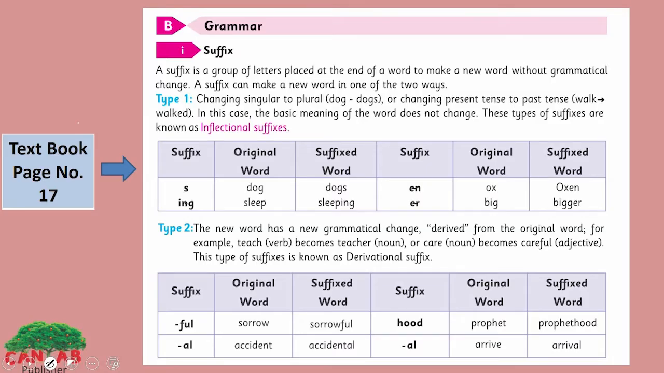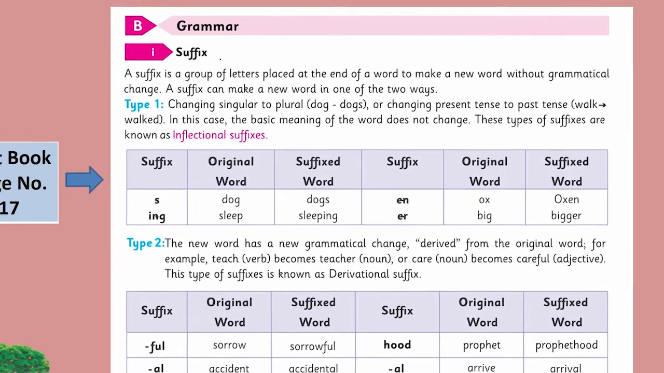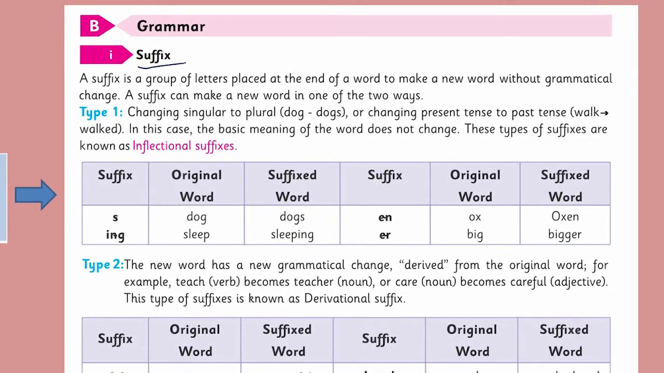Now look at page number 17 of your textbook. Suffix. What is a suffix? A suffix is a group of letters placed at the end of a word to make a new word without grammatical change. A suffix can make a new word in one of two ways. We have two ways here, type 1 and type 2. Let's first discuss type 1.